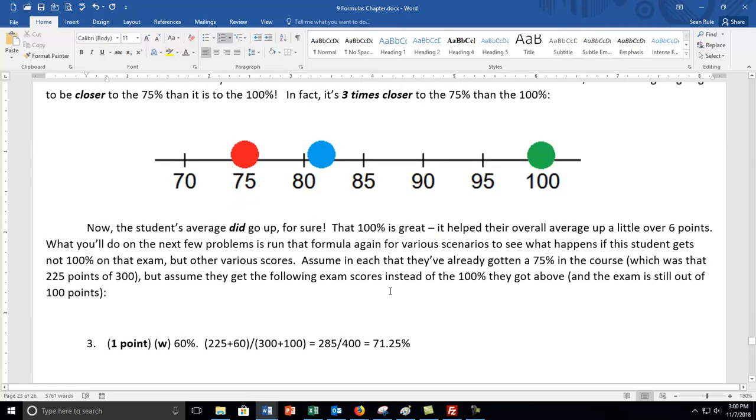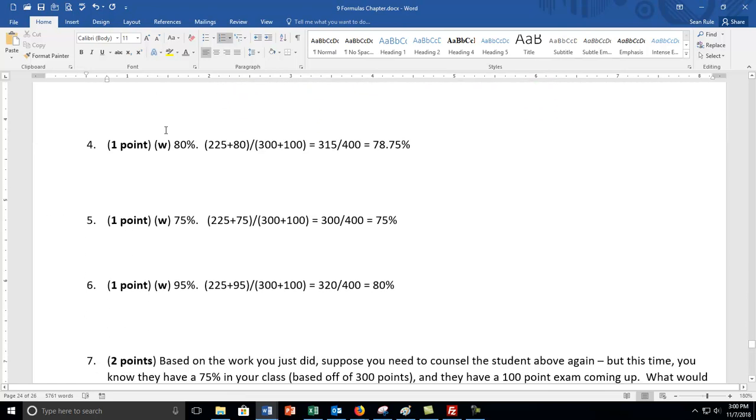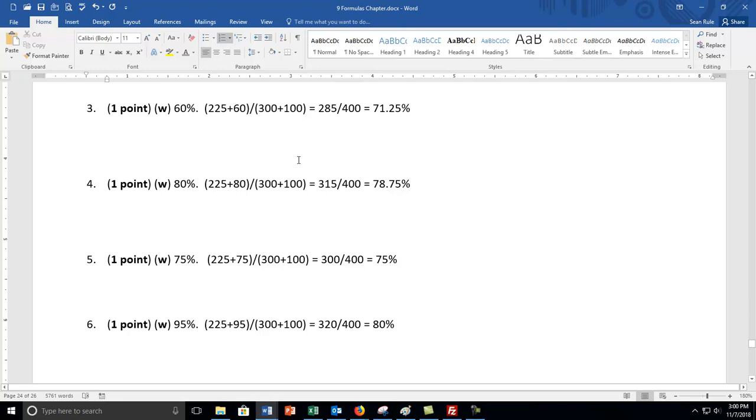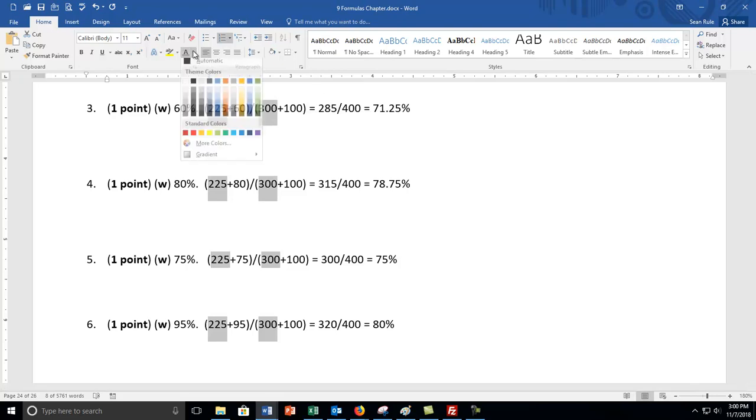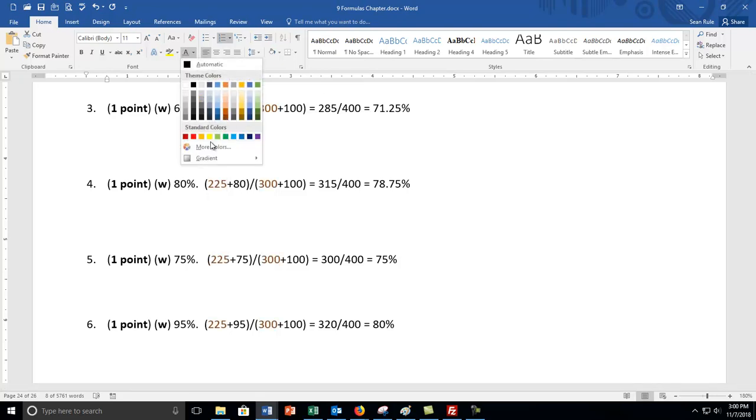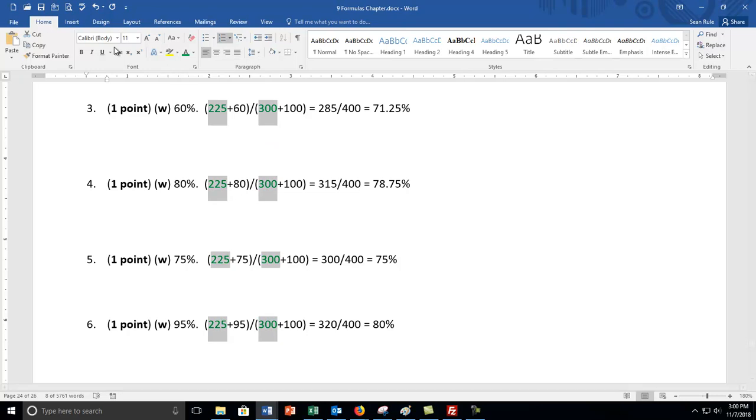So what I was doing down here is 4 examples, same scenario, but instead of the student getting 100 on the exam, they got a 60 or an 80 or a 75 or a 95. I've already typed in the work, because this is what I was doing before when the mic wasn't working. I want you to notice what's the same in each of these. So look at these formulas. I'm going to color those green and make them bold.